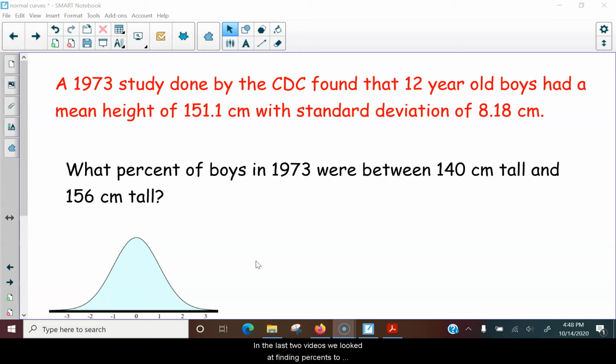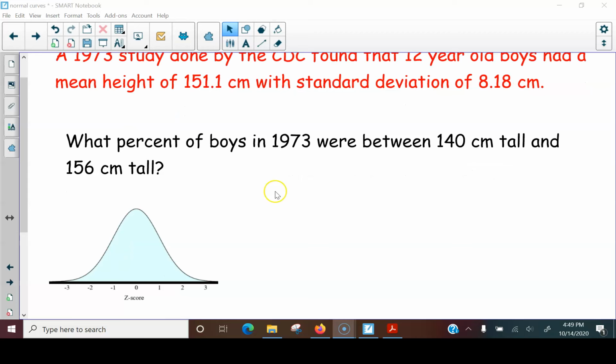In the last two videos, we looked at finding percents to the left and percents to the right. In this video, we're going to look at how to find the percent of data that is in between two values. Again, we're looking at this 1973 study done by the CDC, which found that 12-year-old boys had a mean height of 151.1 centimeters and a standard deviation of 8.18 centimeters. The question we want to answer here is what percent of boys in 1973 were between 140 centimeters tall and 156 centimeters tall. The first thing we're going to do is standardize both values.